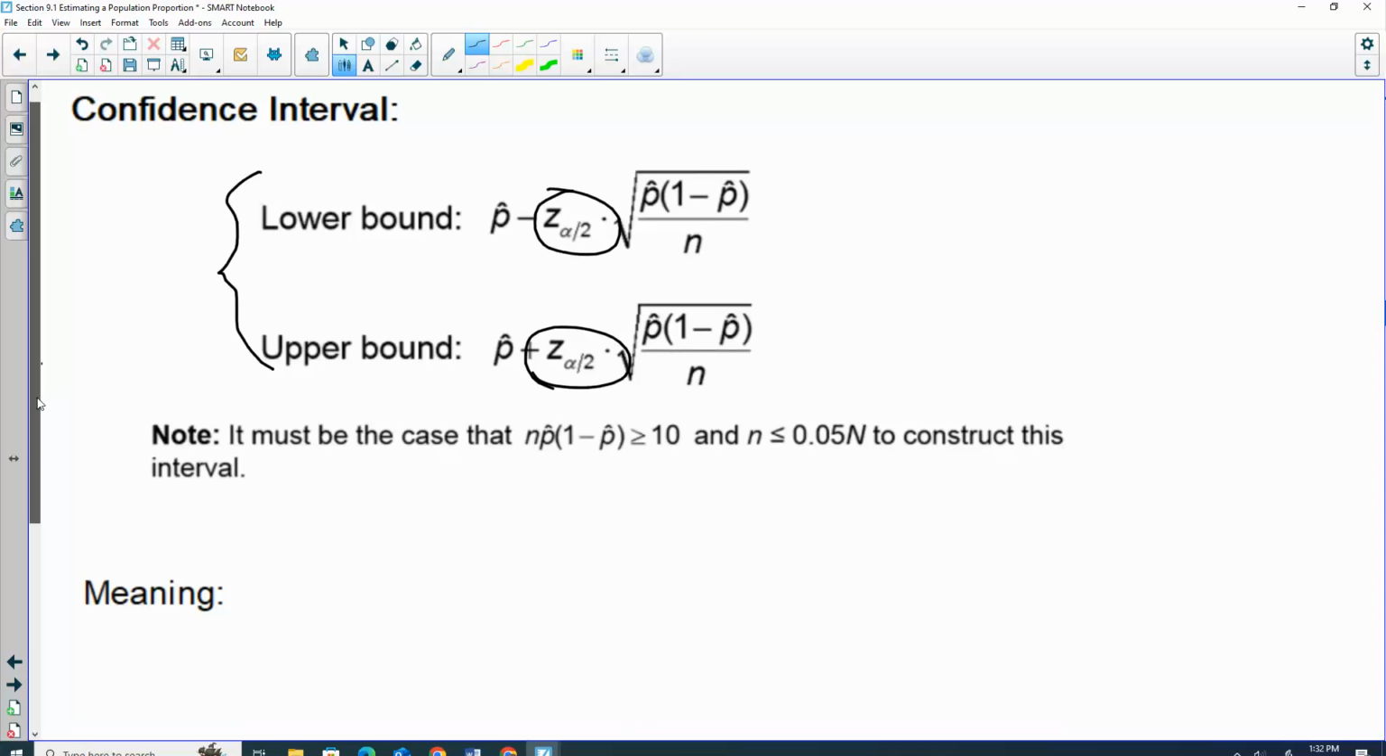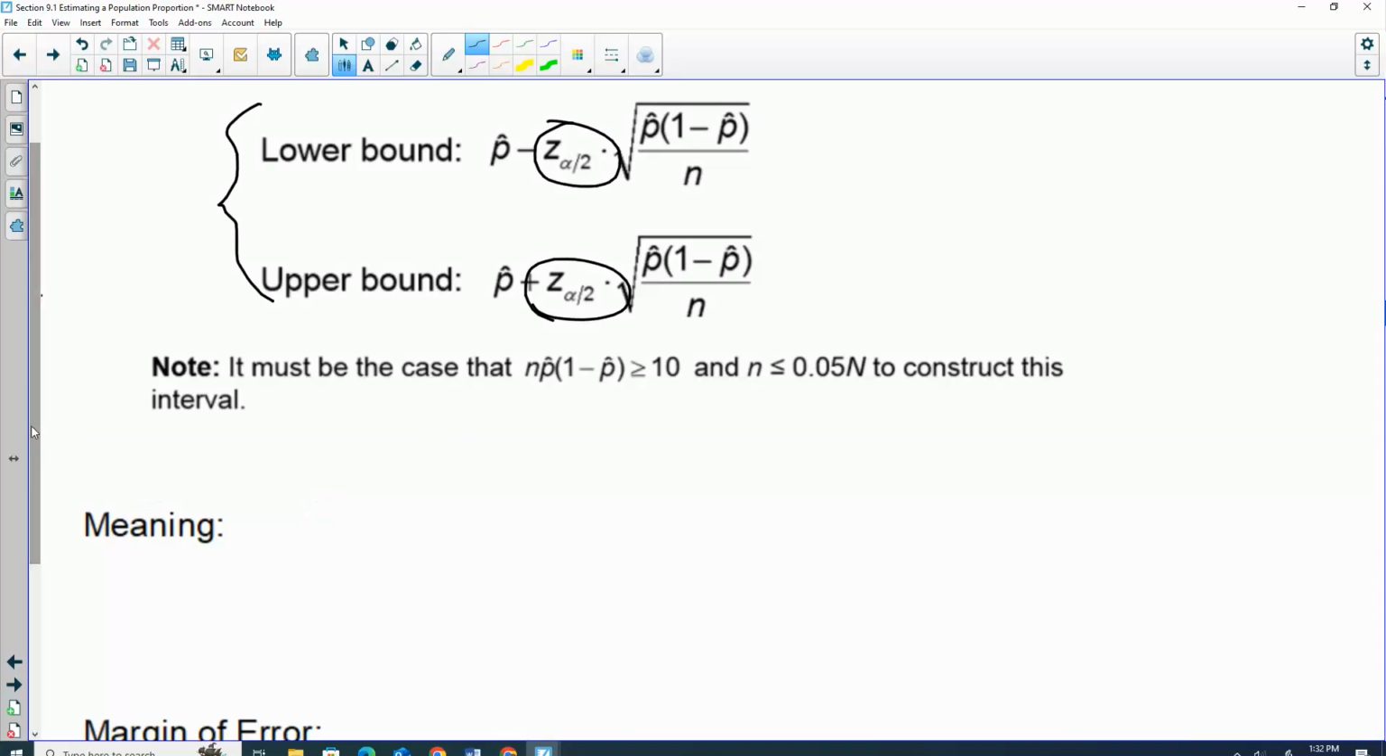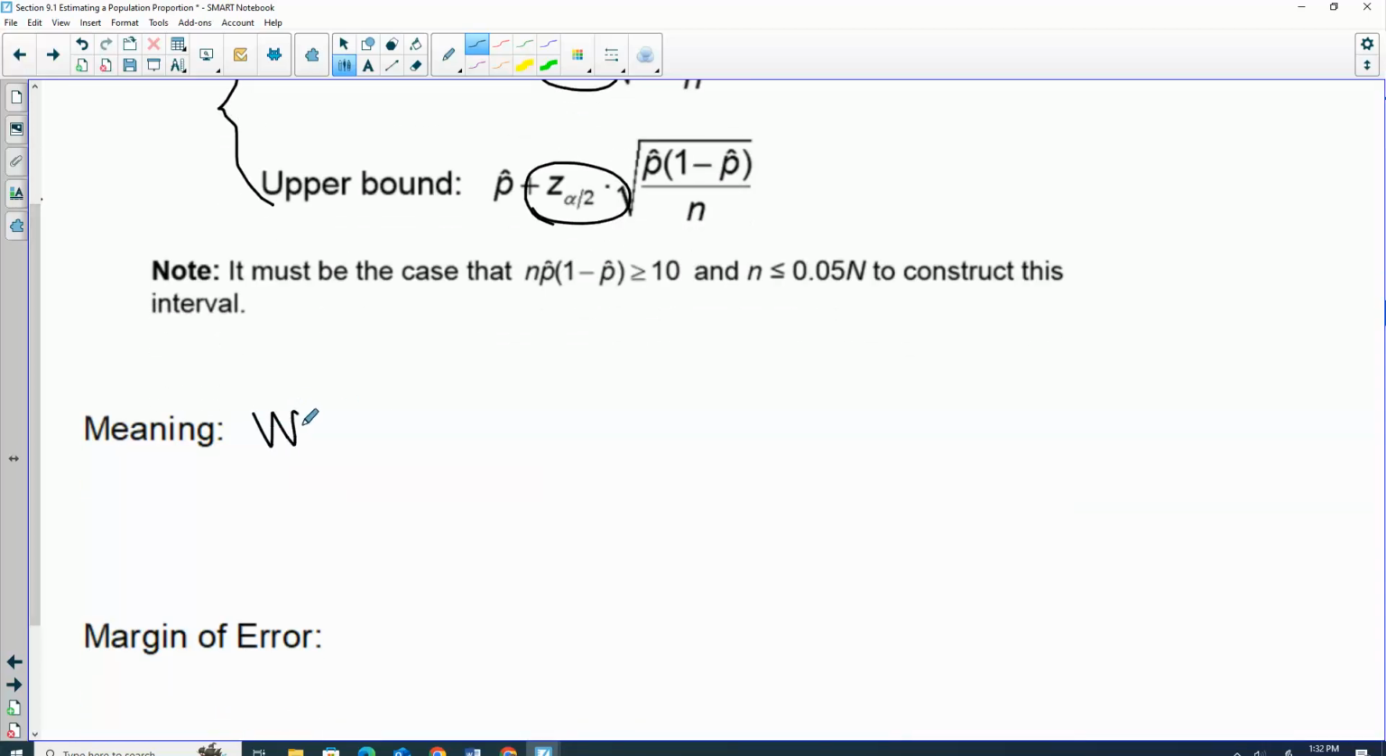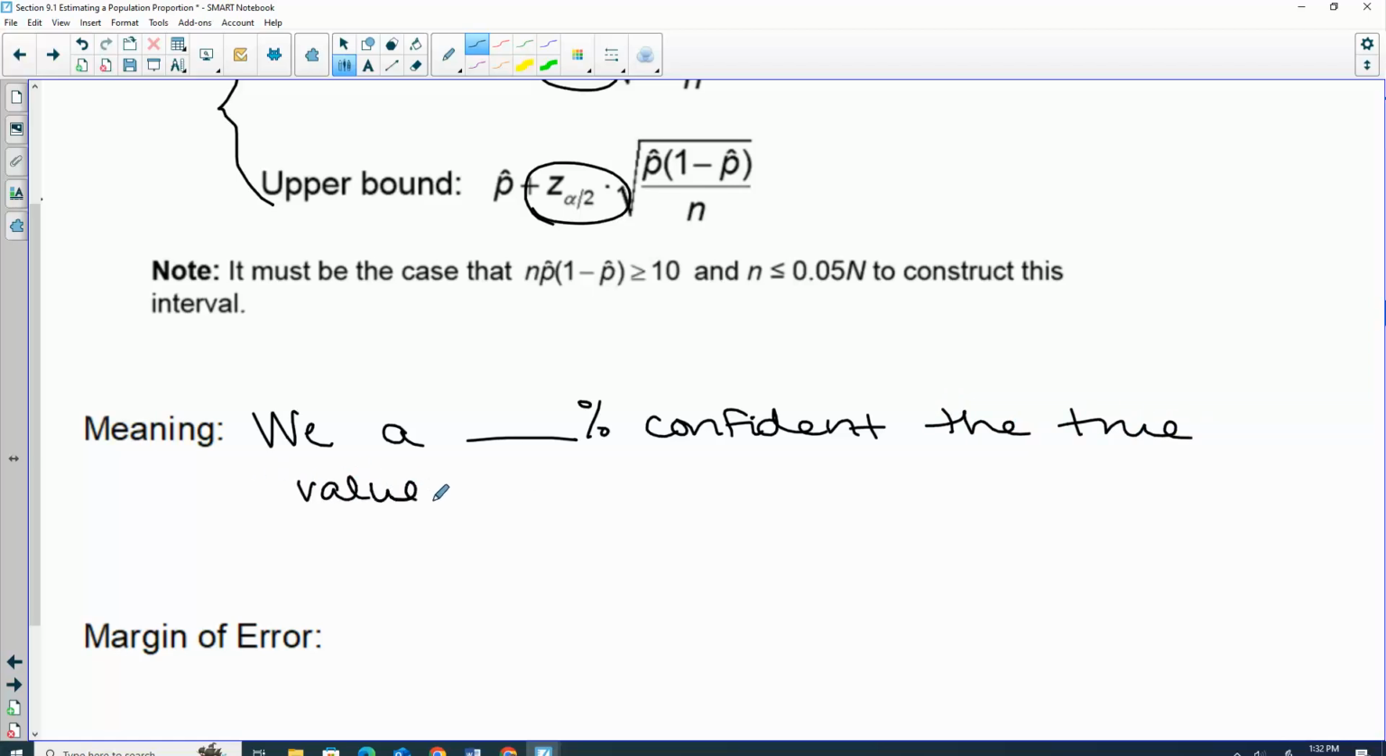What this means, so the meaning of a confidence interval is we are whatever percent. So it might be 90%, 70%, 85%, whatever percent confident the true value is between the lower and upper limits.